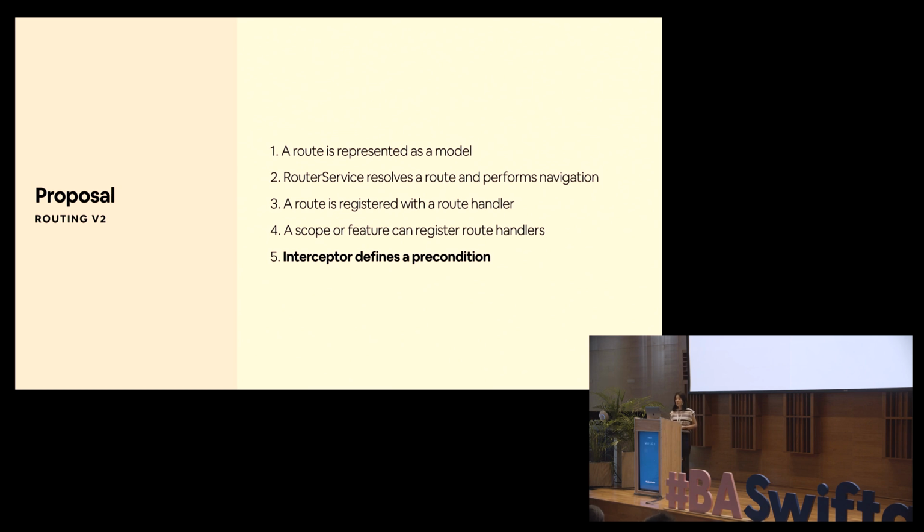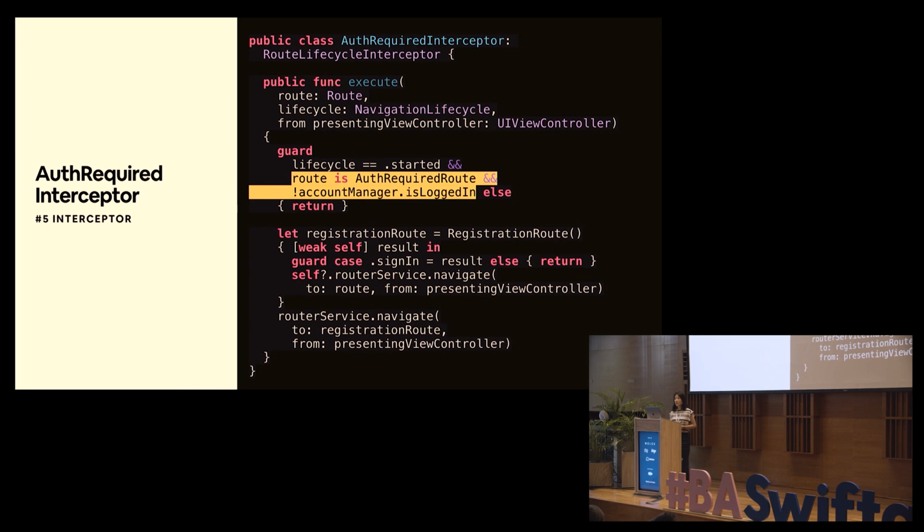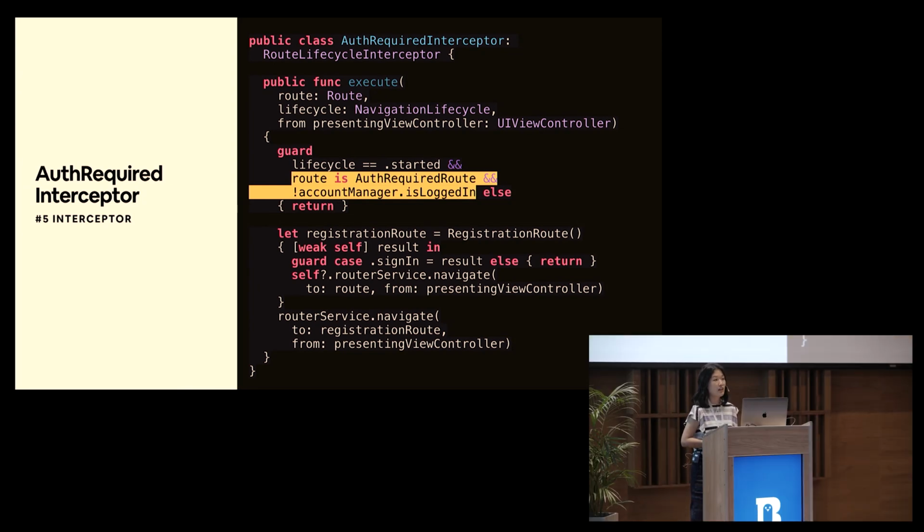And lastly, interceptors define a precondition. Interceptors allow product engineers to add more customization. An example here is authentication required interceptor. It's designed to protect some of the routes from unauthenticated users.